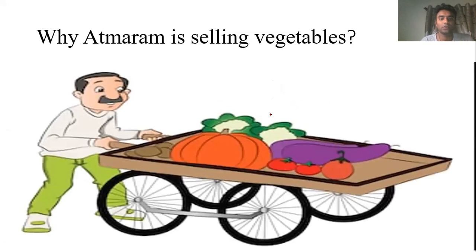Now suppose this is a vegetable vendor. His name is Atmaram and he's selling vegetables. The general question that comes to our mind is, why does Atmaram sell vegetables? In order to run his livelihood, he needs what? He needs money. So Atmaram is selling vegetables so that he will be getting money in the form of exchange, and he will be using this money to run his day-to-day needs or routine activities.